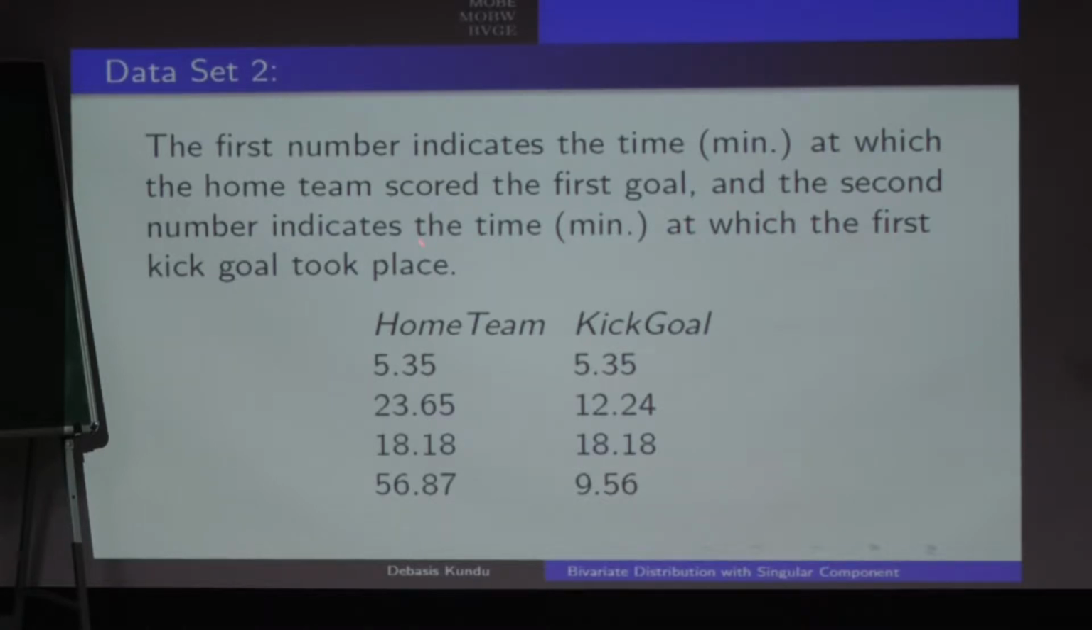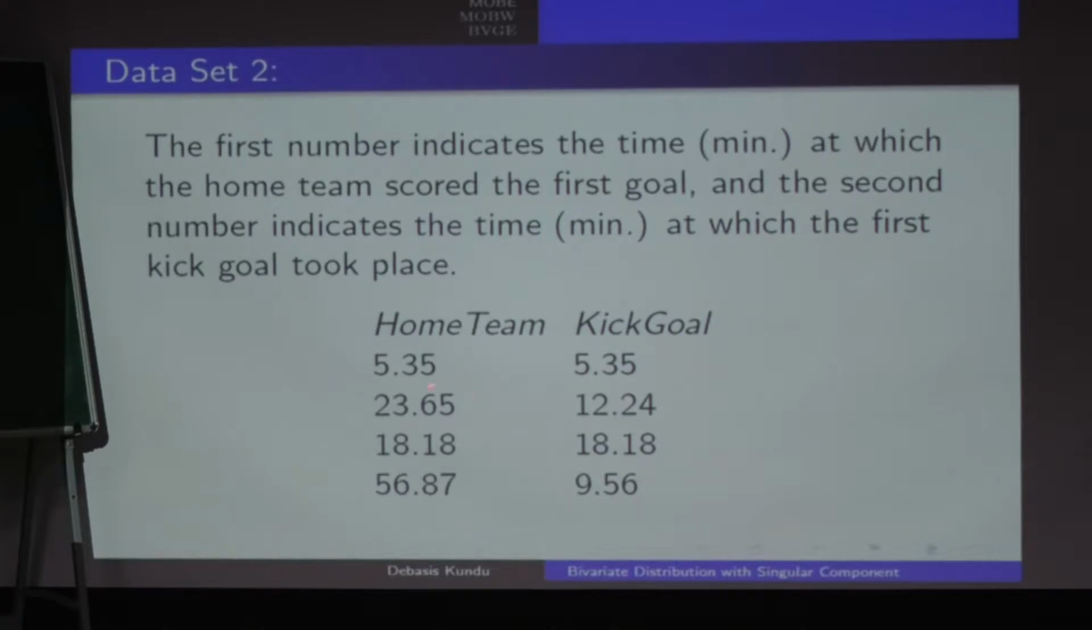See what it says. The first number says the home team scored the first goal here, and the second indicates the time at which the first kick goal took place. So that means the first goal was a kick goal itself. The home team scored this first goal at this point, and that was the first kick goal. In this case, we do not have the data on whether the second team scored the first goal at any time. But what we have is that the first kick goal took place at this point, so it is clearly the home team. The home team made its first goal a kick goal. Okay, fine.